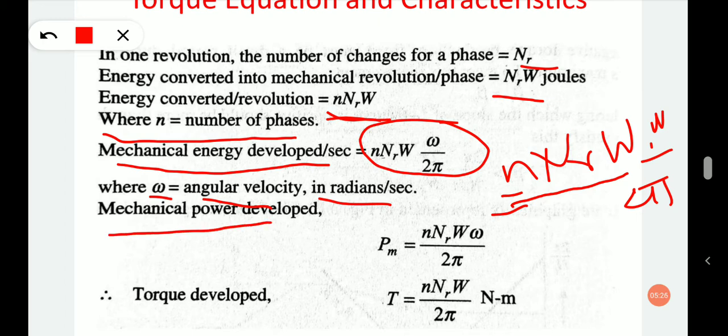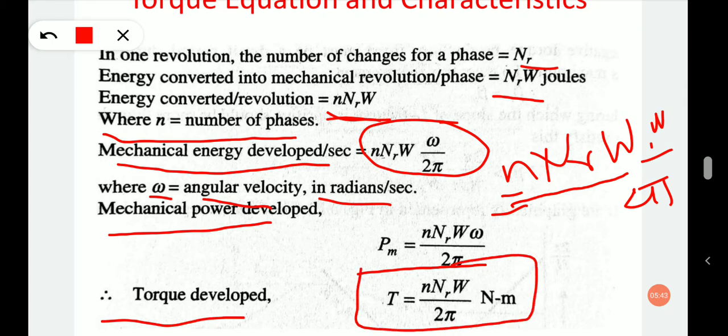Therefore, mechanical power developed is Pm equals N into Nr into W into omega upon 2 pi. Therefore, the torque developed is given as T equals N into Nr into W upon 2 pi, and the unit is Newton meter.